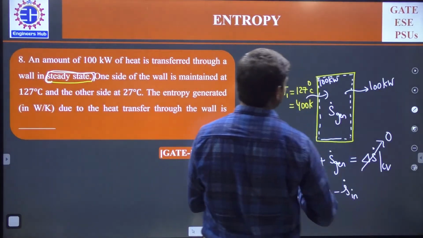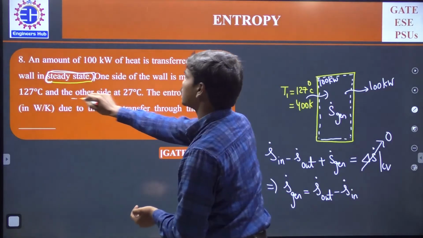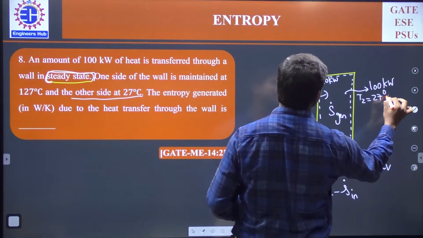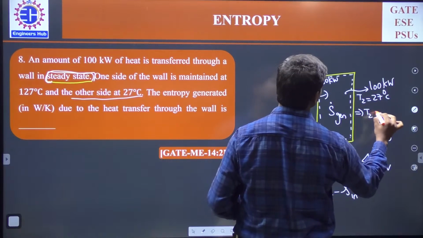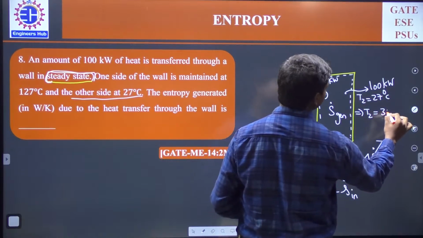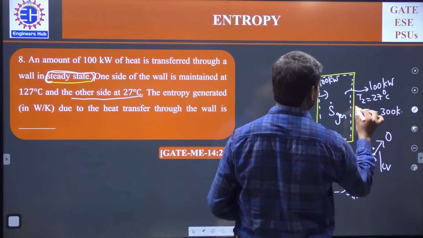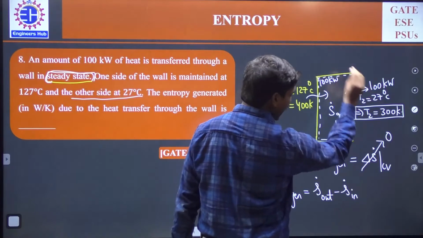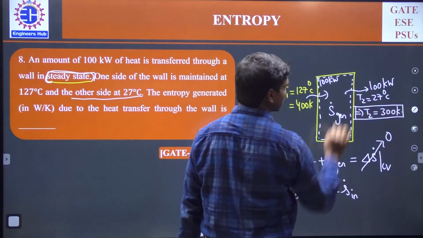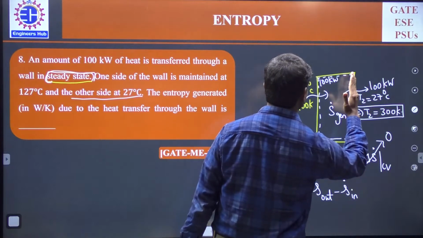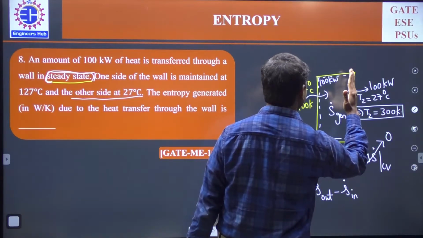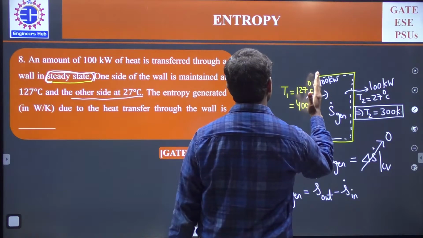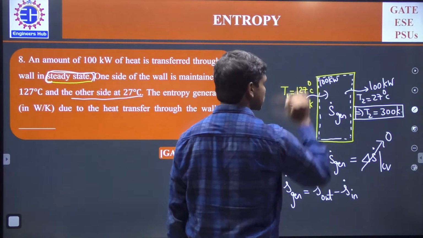Now see, what are the exit temperatures given? On the other side, the wall is at 27 degrees centigrade. So T2 is equal to 27 degrees centigrade, and this implies T2 is equal to 273 plus 27, which gives you 300 Kelvin. Now see carefully, 100 kilowatts is added to the surroundings, which is at 300 Kelvin. This face of the wall is at 27 degrees centigrade, and the heat that is causing this is 100 kilowatts. Similarly, the heat that is flowing through the wall face at 127 degrees centigrade is also 100 kilowatts.